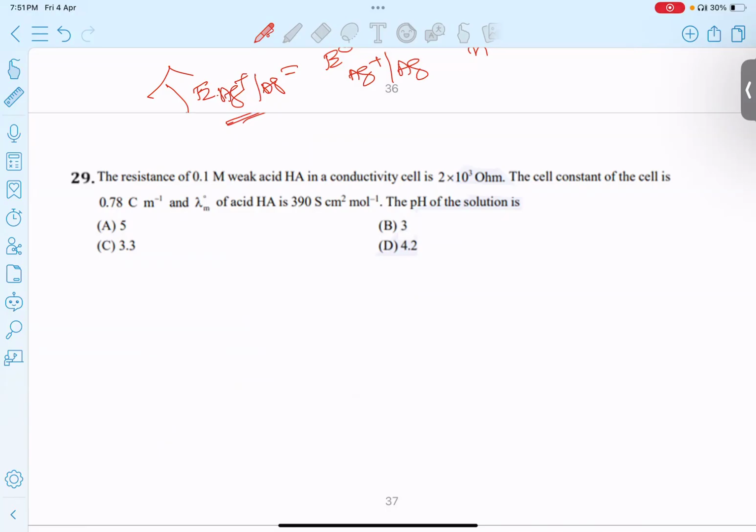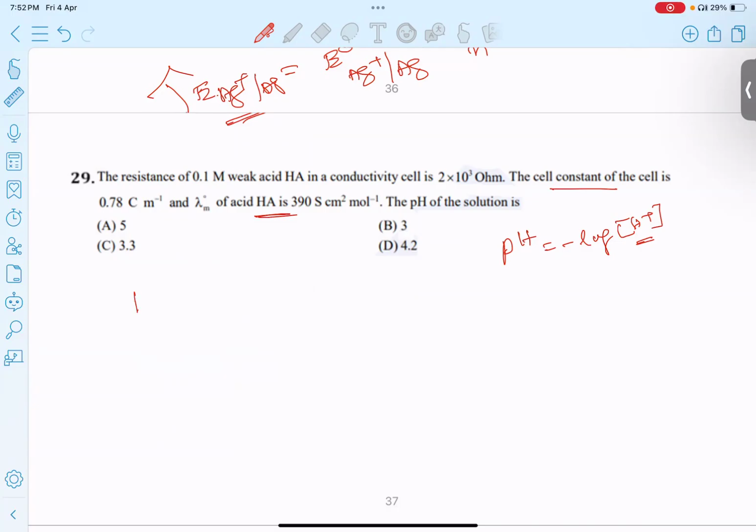See here, first you have to calculate the pH of the solution. The pH formula: pH is equal to negative logarithm of the molar concentration of H plus ion. Here a weak acid is given, so first calculate the H plus ion concentration. Here resistance is given and cell constant is given. So let us find the conductivity.